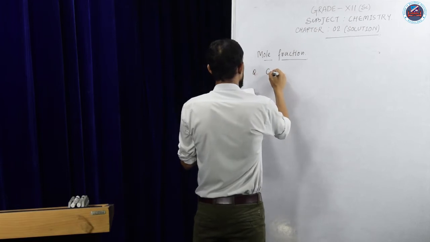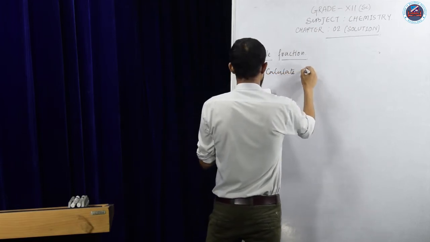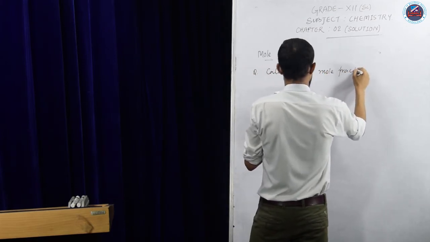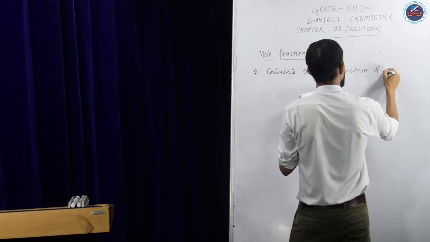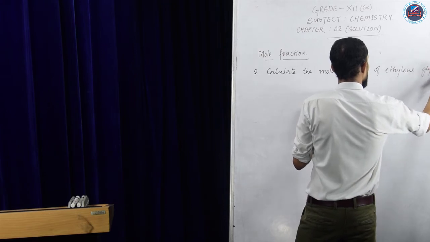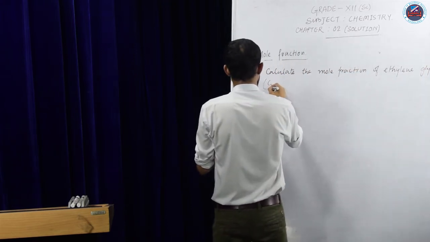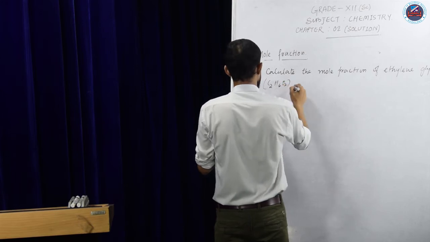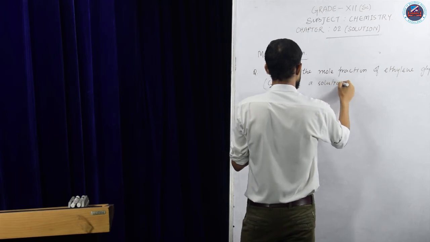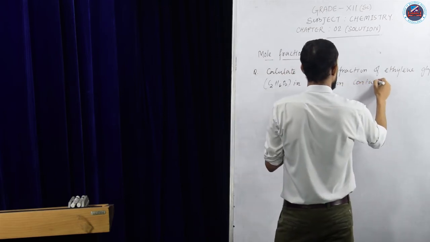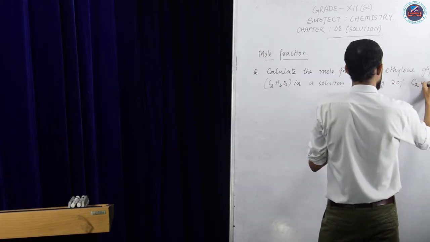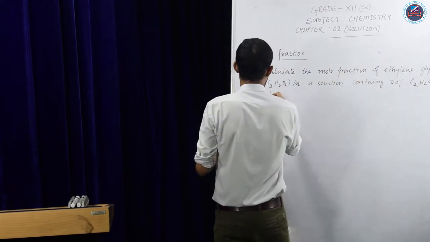So the question is, calculate the mole fraction of ethylene glycol. Ethylene glycol formula is C2H6O2, in a solution containing 20% ethylene glycol, that is C2H6O2, by mass.